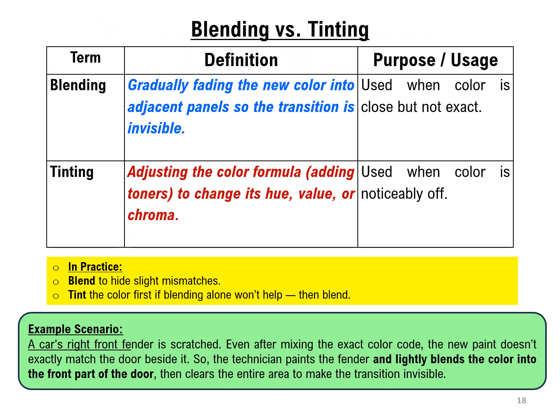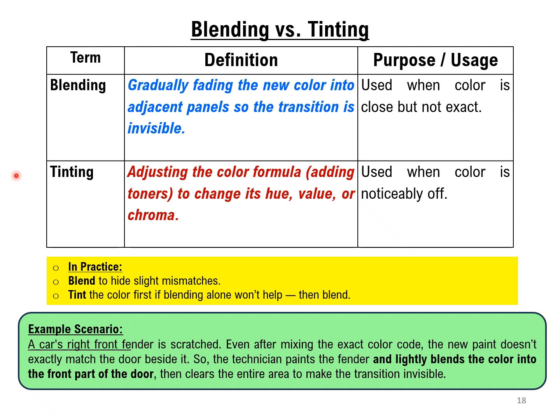What is the difference between blending and tinting? Blending is gradually fading the new color into the adjacent panels so that the transition is invisible. It is used when color is close but not exact.